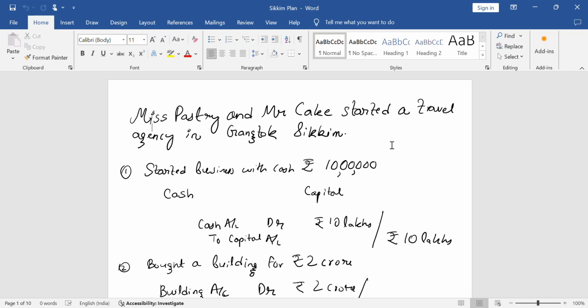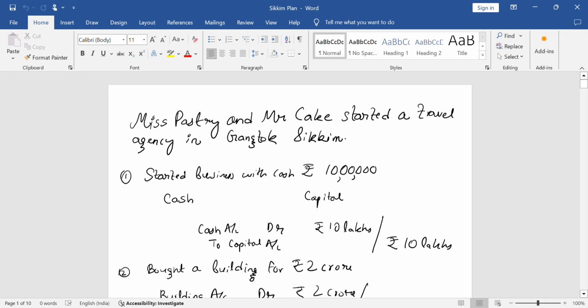So now it's time to try the concepts that we have learned in the last video in a particular situation. So here we have one Miss Pastry and Mr. Cake who want to start a business in Gangtok, Sikkim, and the business is a travel agency. They are good friends and they decided to start up a business in Sikkim because Sikkim has no taxes levied on you. So income tax is exempted there. So they planned strategically and they started a business.